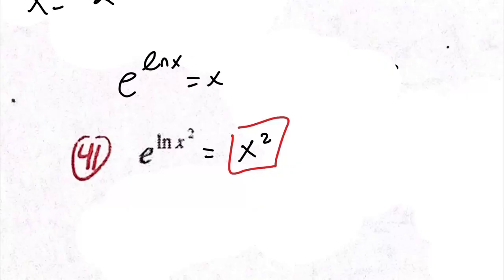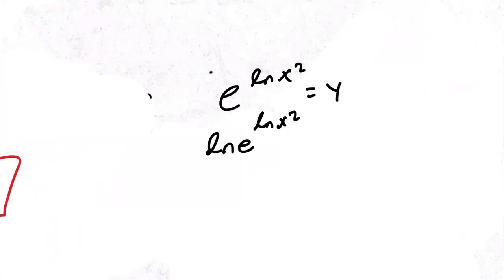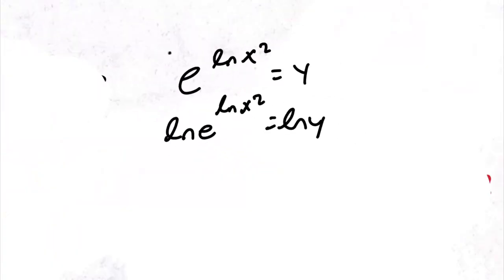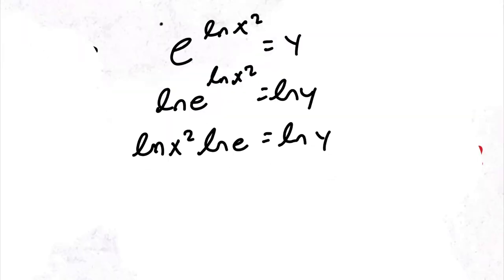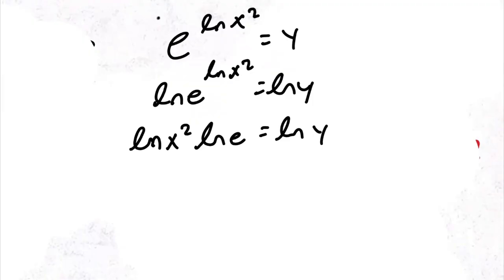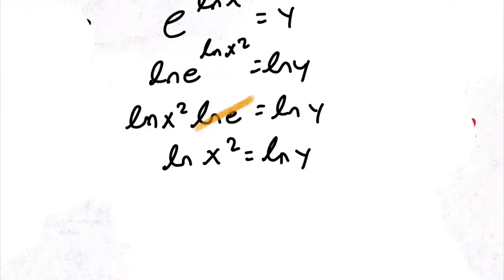Now, the reason why that works, if you want to write out the whole equation for it: we have e to the ln of x squared is equal to y. We could take the ln of both sides. Do the power rule. We know ln of e is just 1. So ln of x squared is equal to ln of y. And since they're both ln, they can cancel each other out. So we know y is equal to just x squared. That's just one way of knowing why it actually is x squared.